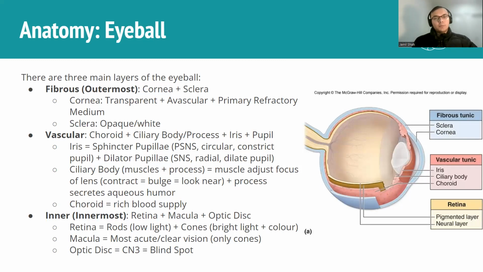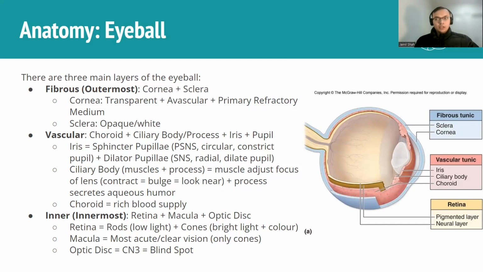The cornea is a transparent structure. It's relatively avascular, and it's going to be the primary refractive medium that's going to be responsible for bending light when it reaches the retina. The sclera, on the other hand, is an opaque white structure, which is important clinically because if you remember, we have a look at the sclera quite a bit in, for example, the GI exam to look for jaundice or to look for pallor and anemia.